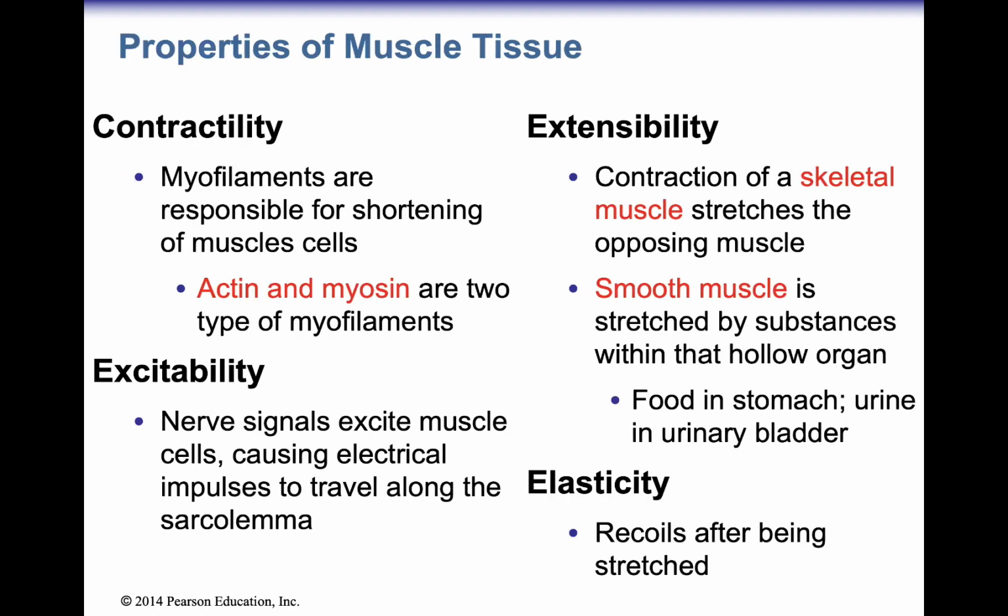Now, properties of all types of muscle tissue. Remember, we have three types: skeletal, cardiac, and smooth. But all three of them are similar in these four ways. They are contractible, so the actin and myosin in all three of those tissues are able to contract. They are extensible. You can stretch all three of those muscles. They are excitable, which means they can be influenced with nervous system input. And they are elastic, meaning once you stretch them, they can recoil back to their original length.